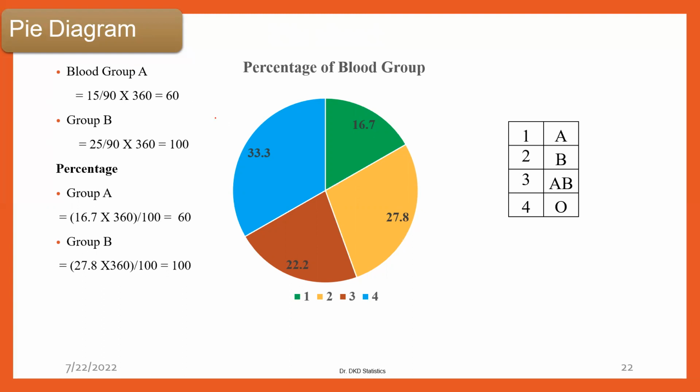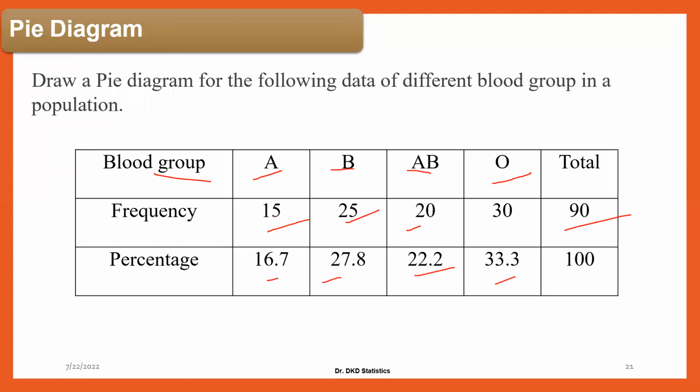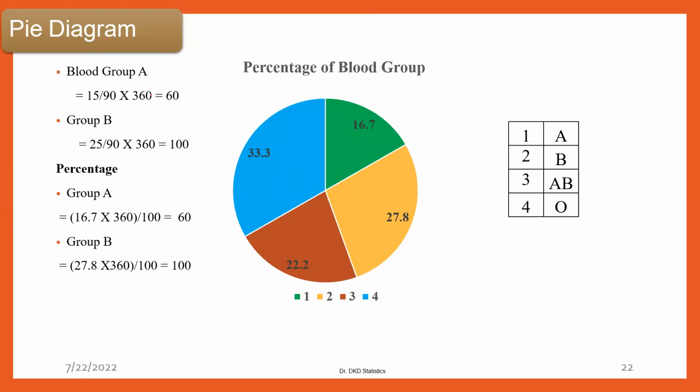Like blood group A, which is 15, if you see the frequency here, we can create it with the help of the frequency and with the help of the percentage both. So using frequency, 15 out of 90 multiplied by 360, we calculate 60 degrees. And group B, 25 divided by 90 multiplied by 360, which is 100 degrees.